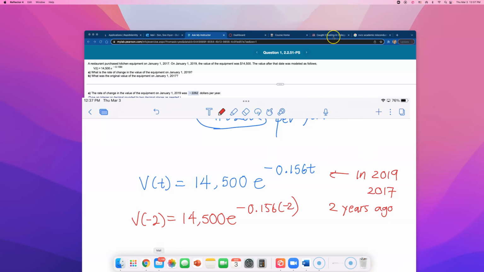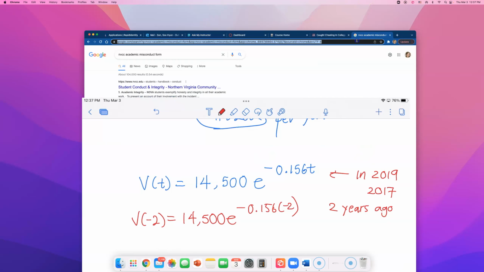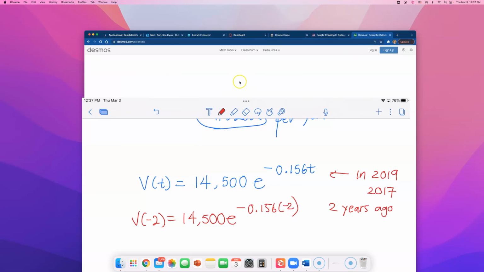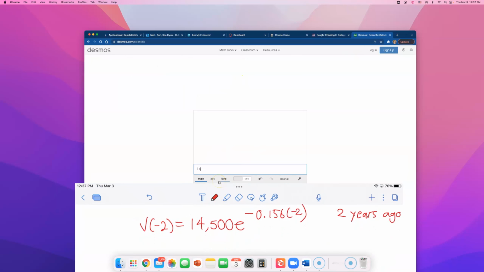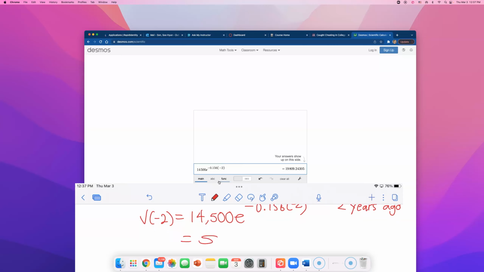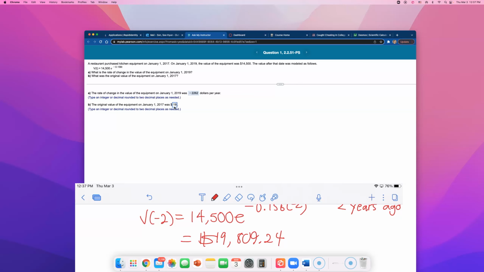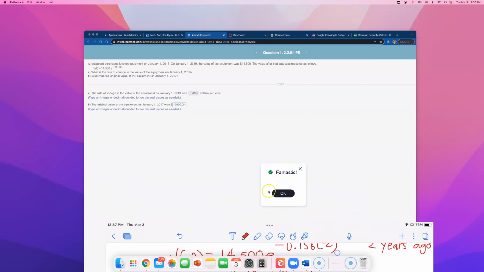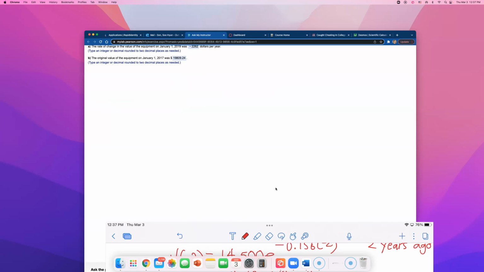And for this one, I will need a calculator. So let me open up a Desmos scientific calculator to plug that equation in. So 14,500 times e to the negative 0.156 times negative 2. So this equipment was $19,809.24 2 years ago. And that's the price that they paid when they first bought it. So let me go ahead and type this in. 19,809.24. And that's how you can find the original value of the equipment. And I think that's it for this problem.